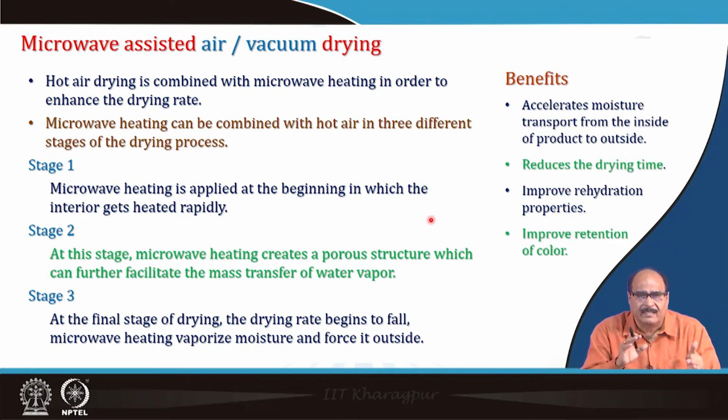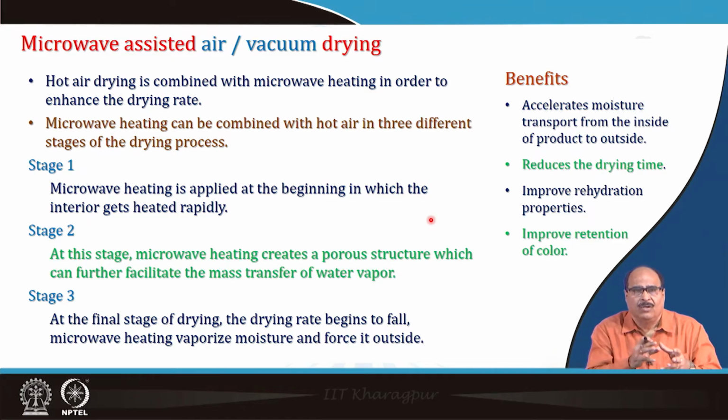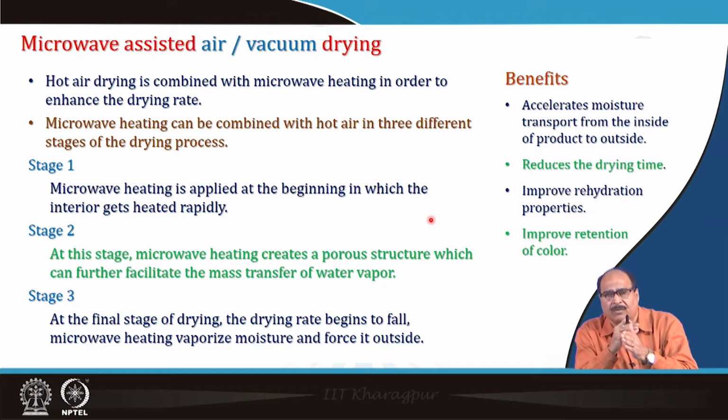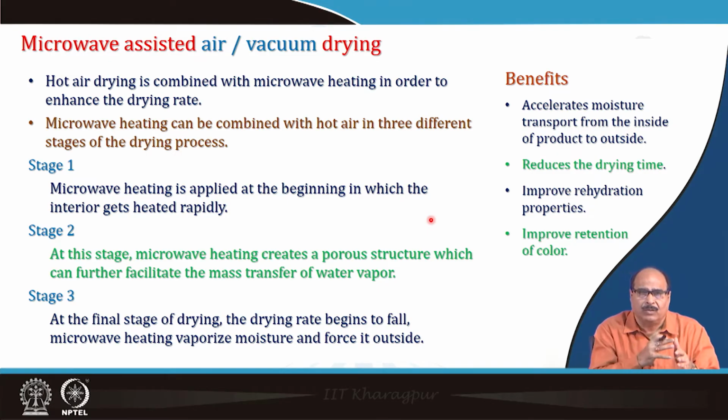And then in the second stage, the microwave heating creates a porous structure which can further facilitate the mass transfer of water vapors. And finally, at the final stage of drying, when the drying rate begins to fall, microwave heating vaporizes the moisture and forces it outside. So it improves the efficiency of both normal air drying as well as the vacuum drying process.